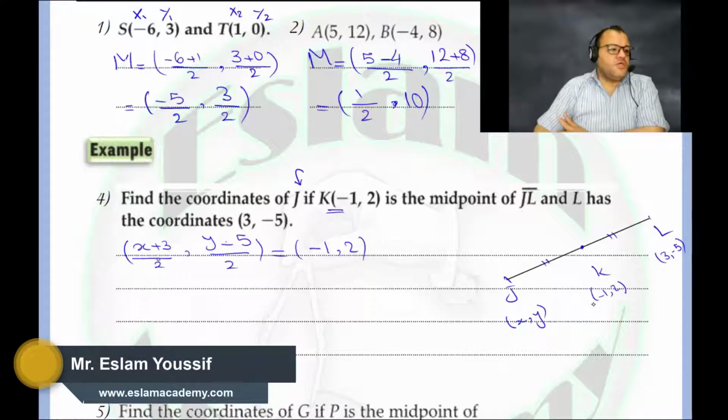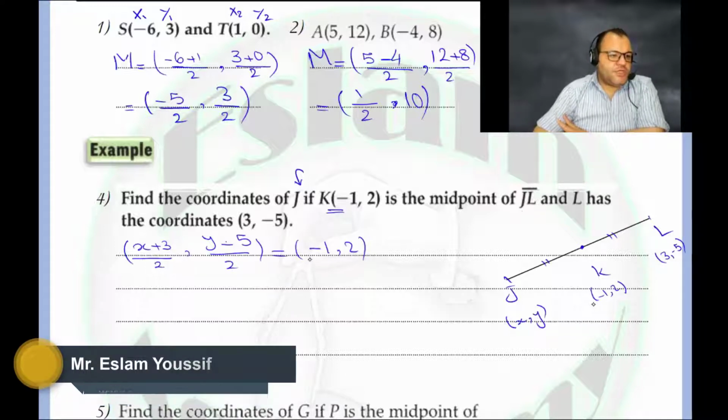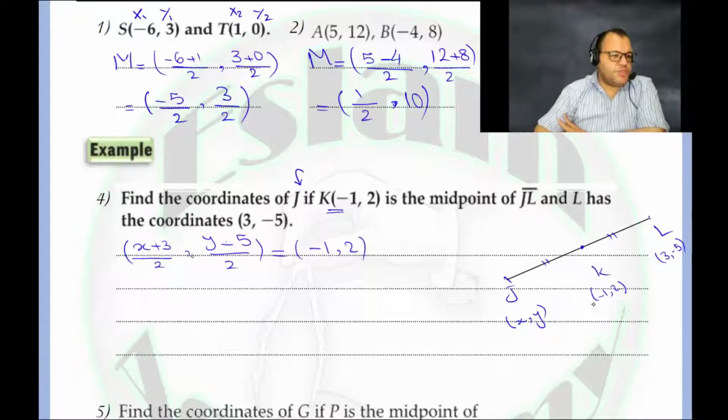Yes. So the first coordinate must be equal to the first coordinate, which is x plus 3 over 2 must equal negative 1, and y minus 5 over 2 equals 2. Then how do we solve it? You multiply by 2, multiplying by 2. It means that now x plus 3 equals negative 2.